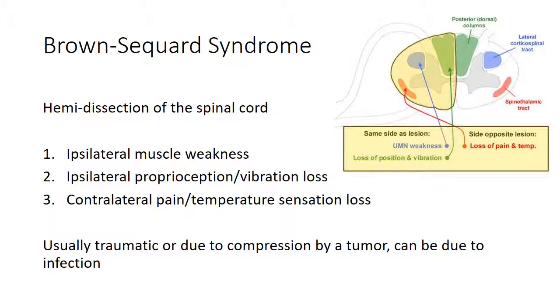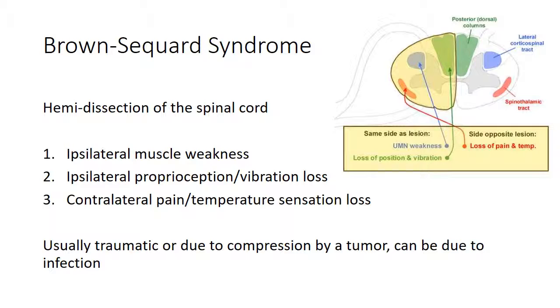Brown-Séquard syndrome is one that comes up a lot for some reason, but essentially it's a hemidissection of the spinal cord. In the diagram you can see here, if you have a hemidissection, this is the area of the spinal cord that's affected, and what you'll get is ipsilateral muscle weakness, ipsilateral proprioception and vibration loss, and then contralateral pain and temperature sensation loss.